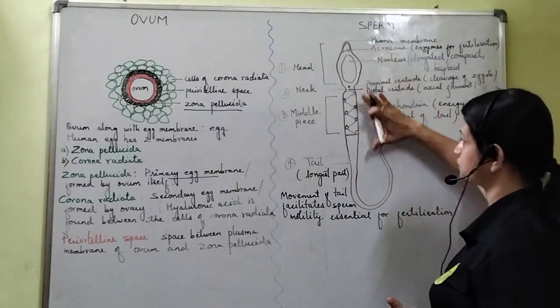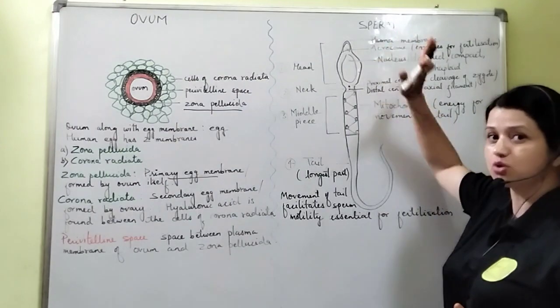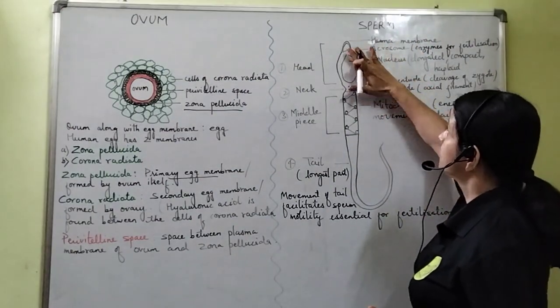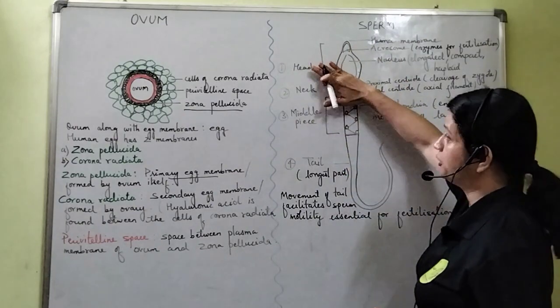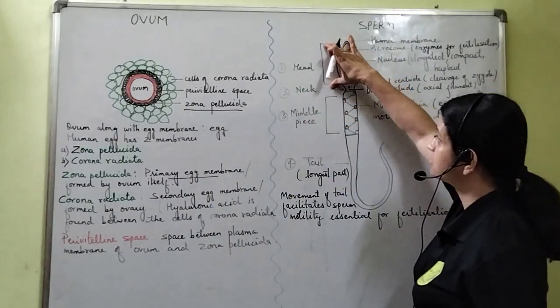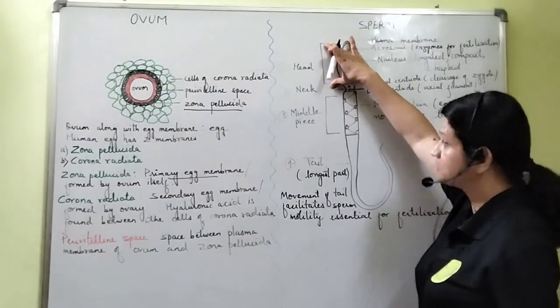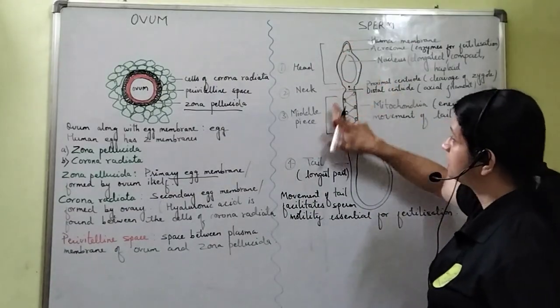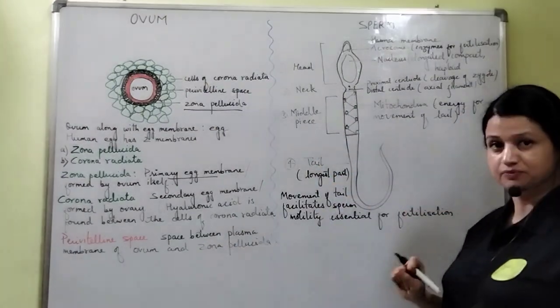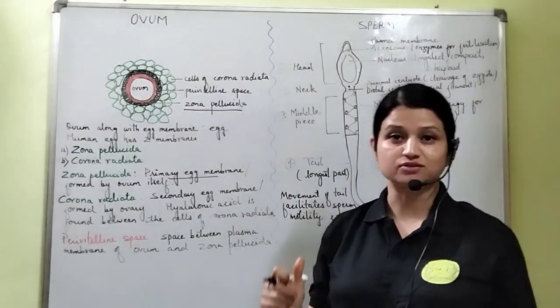So this is the structure of human sperm. Sperm is also known as spermatozoa. Clear? Here we can see that the human sperm is divided into four different parts. Now what are those four different parts? First, here you can see head, second neck, third is middle piece, and the fourth part is tail. Tail is the longest part of the sperm.